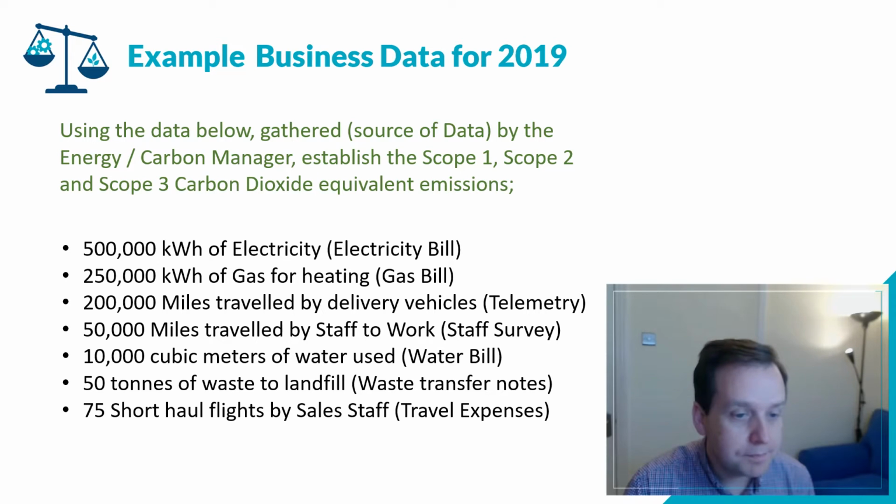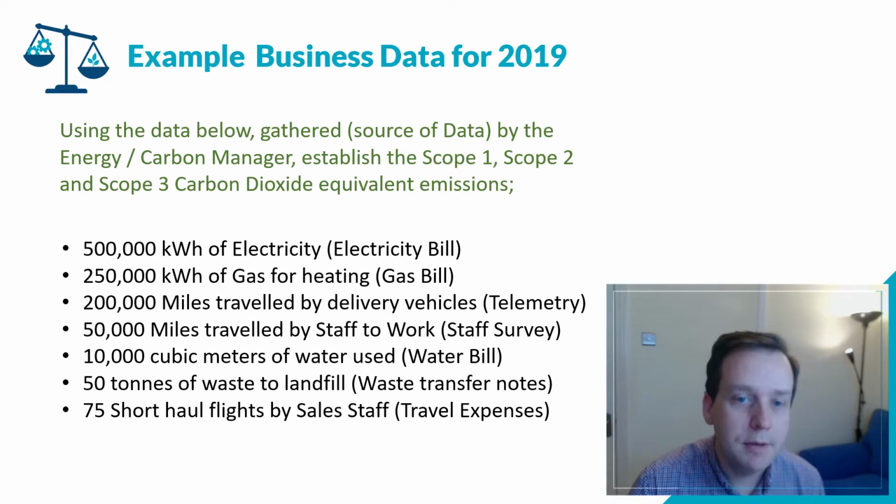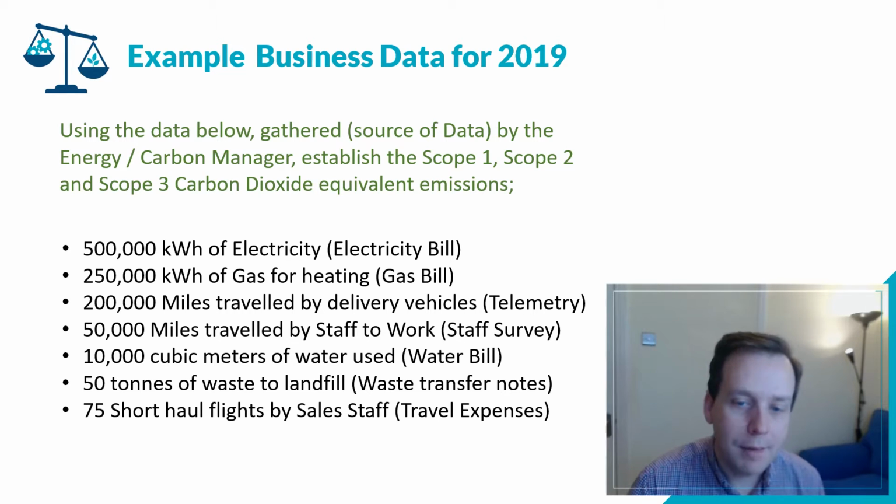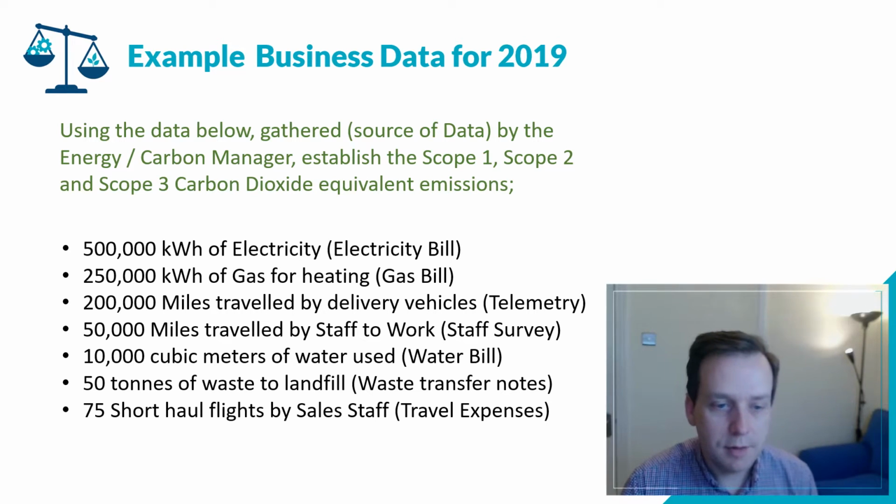Other items a lot of businesses sometimes forget: water used within the business is measurable in terms of carbon. That's actually scope 3 because it's the water company that is directly responsible for the carbon, but the business is using the water. Similarly, short-haul flights for sales staff. The airline is directly responsible for the carbon, but because the business is sending the person on the plane, you're indirectly responsible for that carbon. And that's why that is scope 3.